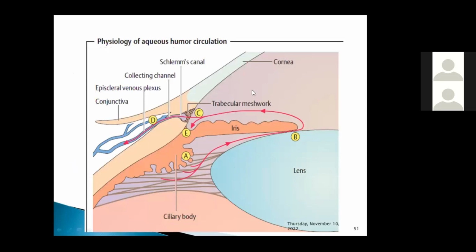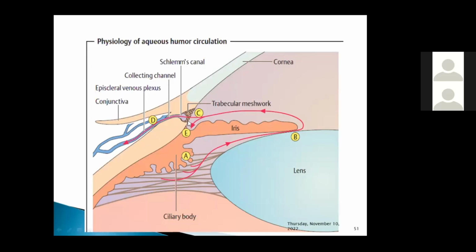Okay, this is the cornea. As you can see from my cursor, this is the cornea, this is the lens, and this is the iris. So light comes from here, yeah? But the production of aqueous humor happens in the posterior chamber via the ciliary processes, designated by A. So it is produced in the posterior chamber, so it has to come to the anterior chamber.